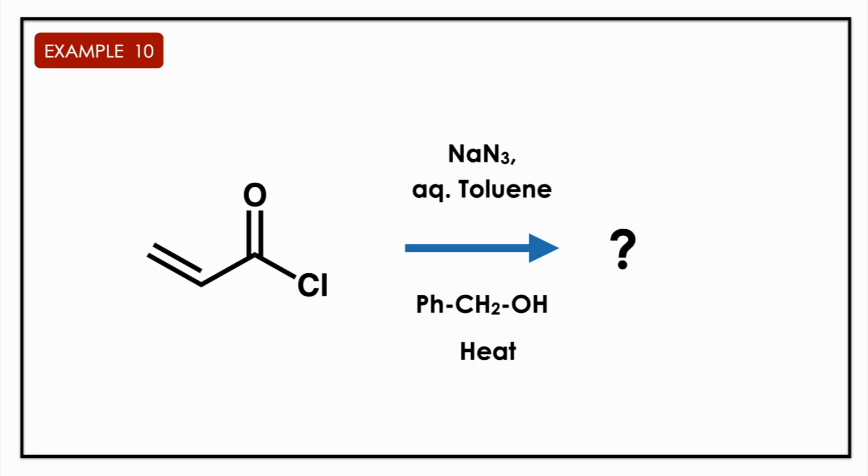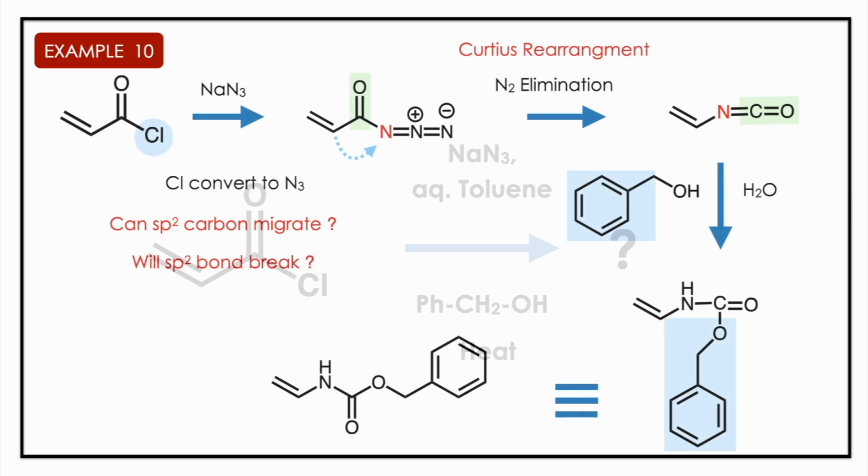Then the next example. Here you have acid chloride, sodium azide you are using, then benzyl alcohol as the next reagent, heating it up. You should find what will be the final product. Here acid chloride is there. You are using acyl azide. So Cl converted into azide there.